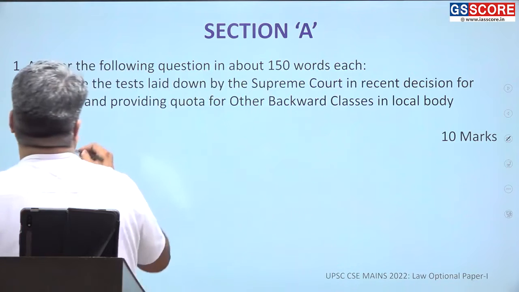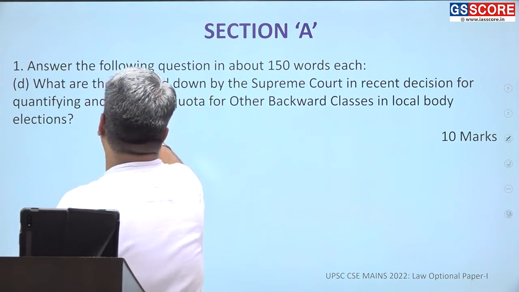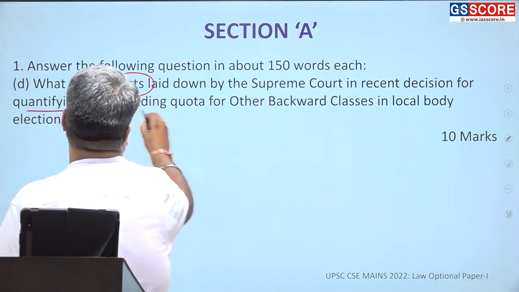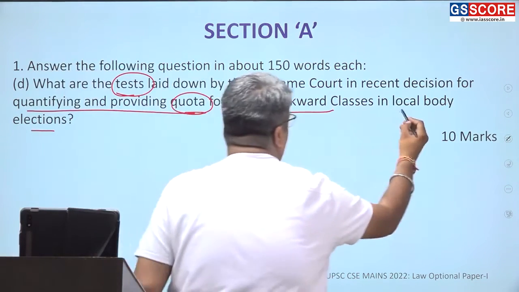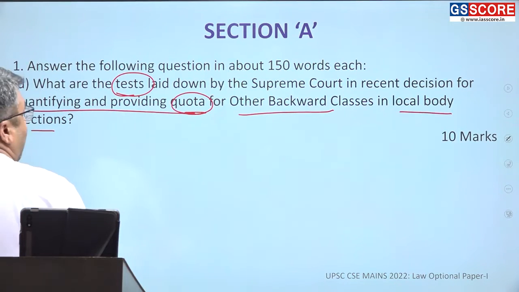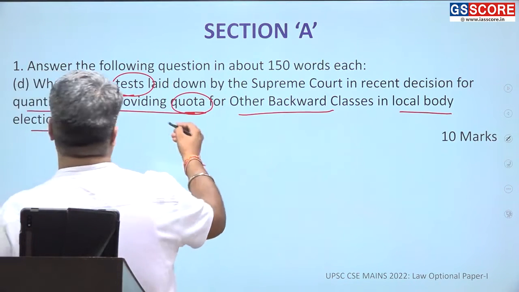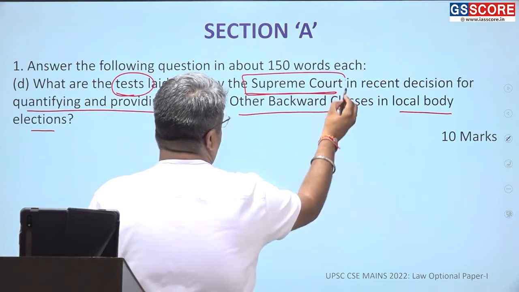Okay. Then we have another question, question number 1 part D. What are the tests laid down by the Supreme Court in the recent decision quantifying and providing quota for the other backward classes in the local body elections? So guys, all of you should be knowing very well that it is a recent case actually, and in this recent case, all of you should be very well aware that this situation actually arose in Maharashtra. But before that, all of you should be knowing, they are asking about the Supreme Court judgment.